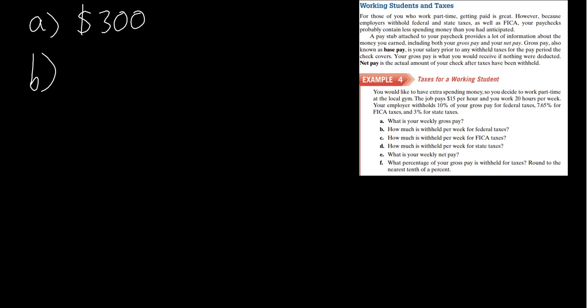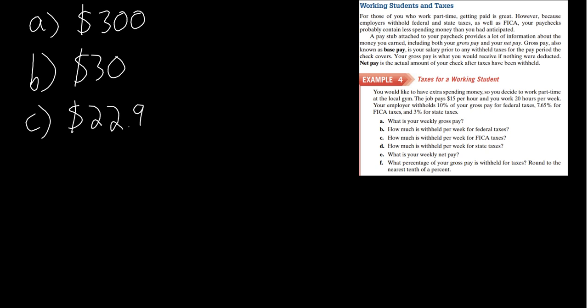Okay, so it says the employer withholds 10% of your gross pay for federal taxes. So 10% of $300 is $30. Okay, I can live with that right now. How much is withheld per week with FICA taxes? Well, FICA taxes is 7.65%. I can't do that one in my head. So 300 times 0.0765, and that's $22.95.